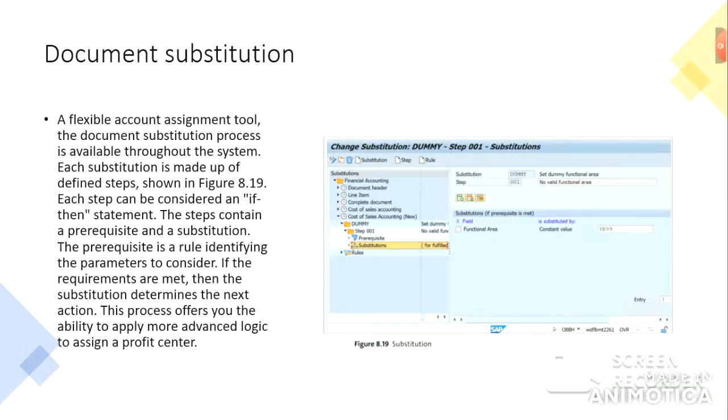Document substitution, a flexible account assignment tool. The document substitution process is available throughout the system. Each substitution is made up of defined steps shown in the figure. Each step can be considered an if-then statement. The step contains a prerequisite and a substitution. The prerequisite is a rule identifying the parameters to consider. If the requirements are met, then the substitution determines the next action. This process offers you the ability to apply more advanced logic to assign a profit center.